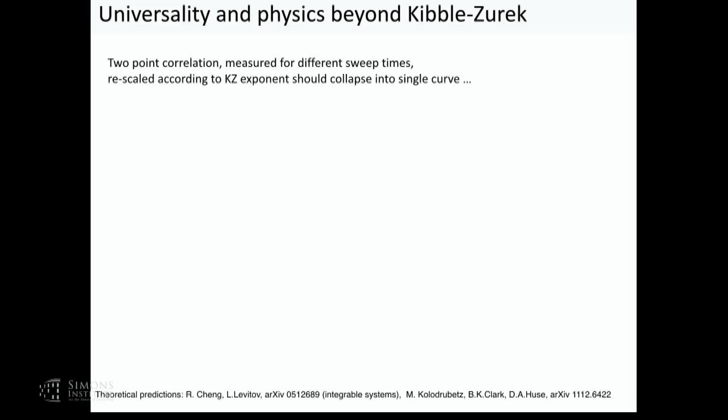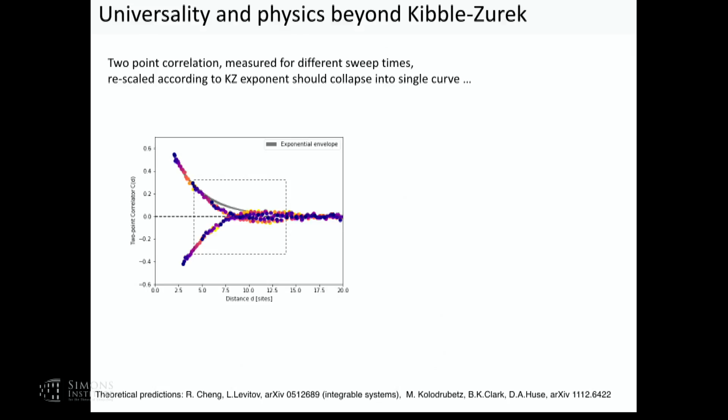And what it means is that if we do this rescaling with the speed, all curves should collapse on one, and we can do that. So this is the envelope of this up-down correlation. And what you see, indeed, here is data maybe for 10 different speeds. They all very nicely collapse. But if you look at this curve carefully, and this gray line is the exponential envelope, you see that something funny is going on.